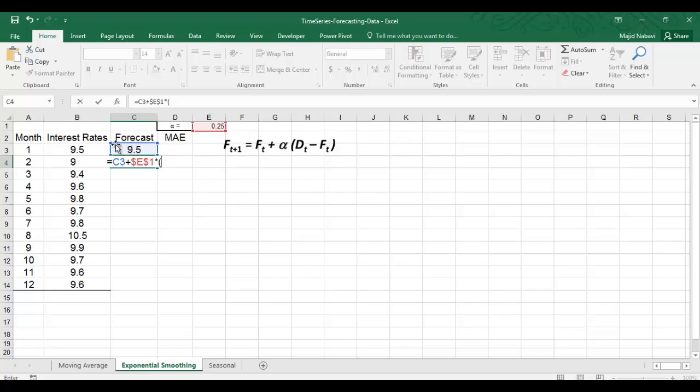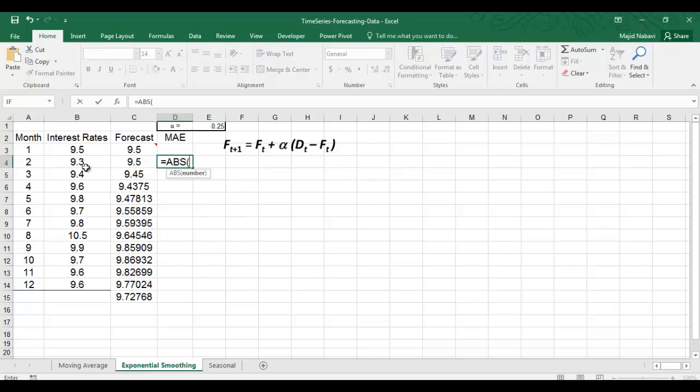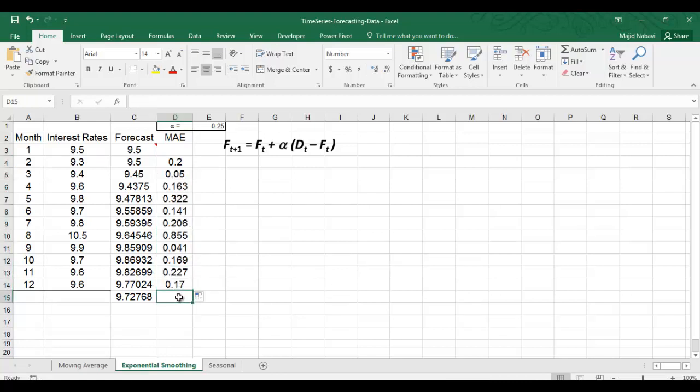Times the error, which is the difference of the two. Interest rate minus the forecast for the month before. If you copy this formula down, we can generate a forecast for all months, including 1 month into the future. Next step, what's the error? Cumulative error. So error for each period is the absolute value of the difference of the two. Copy this for all months, then average it.